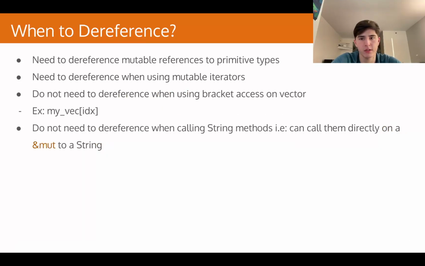So, when to dereference? You can dereference mutable references to primitive types. You can dereference when using an iterator, which we'll talk about later in a vector example. You do not need a dereference when using bracket access. For example, when setting it like this, myvec[idx] equals this, you do not need to dereference. Or you do not need to call dereferencing when calling a string method, like .push_str on the normal string. You don't need to dereference the string.